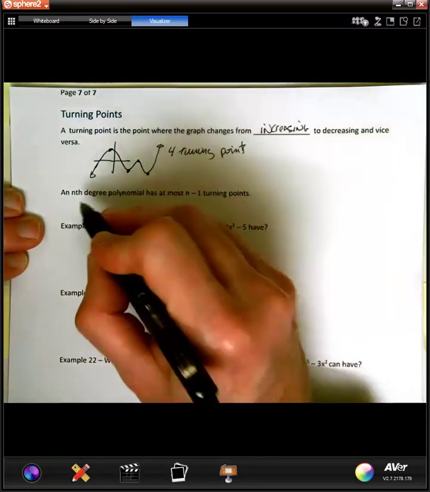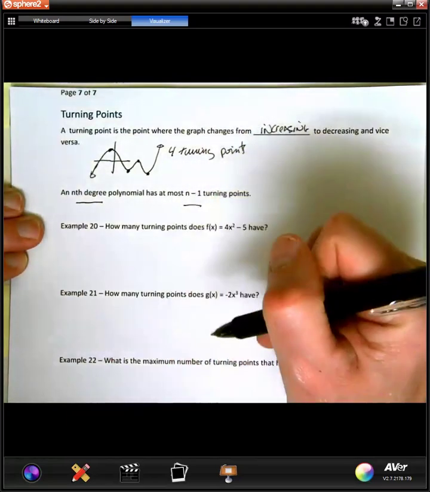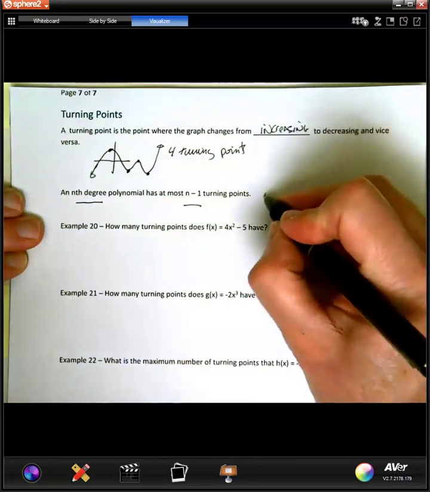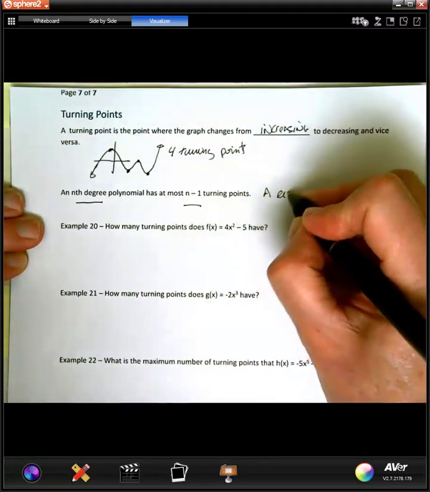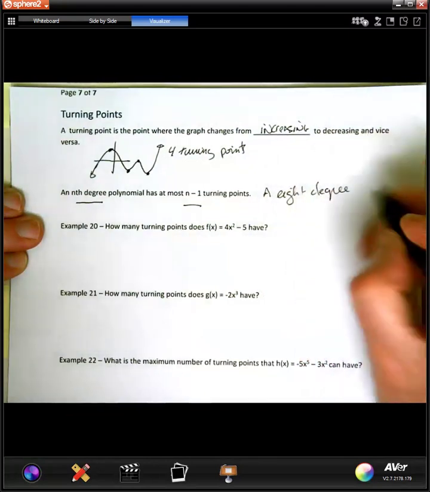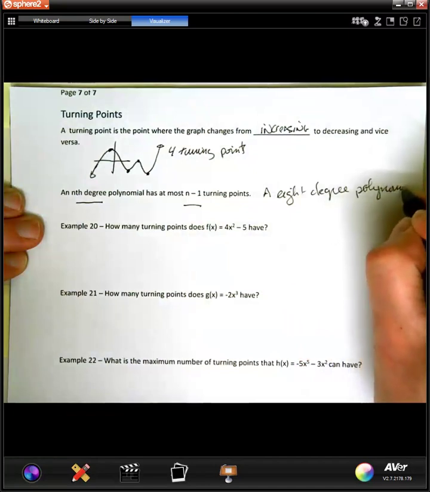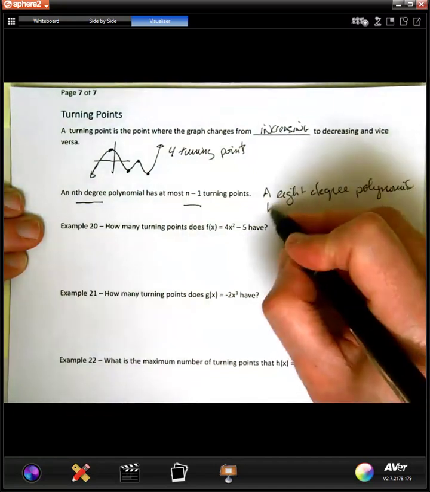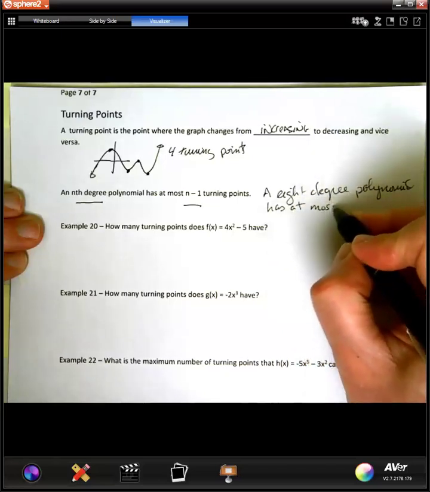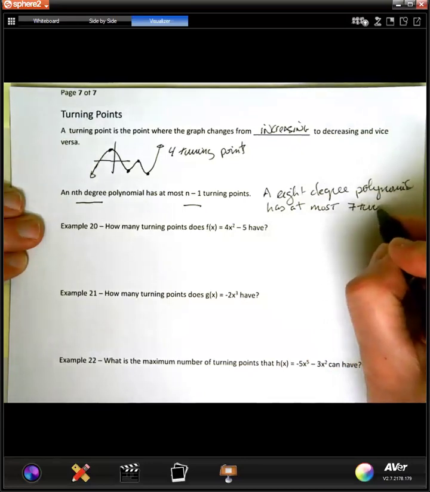So notice an nth degree polynomial has at most n minus 1 turning points. So what does that mean? If I have an 8th degree polynomial, it has at most 7 turning points, meaning it could have less.